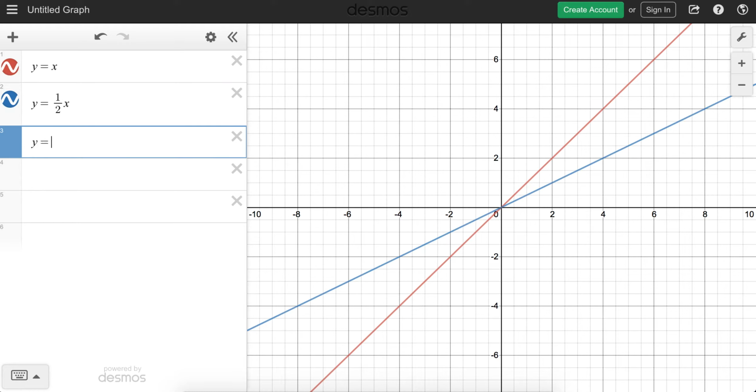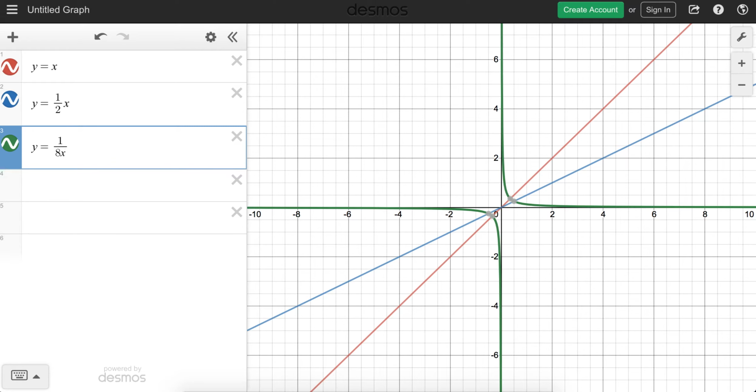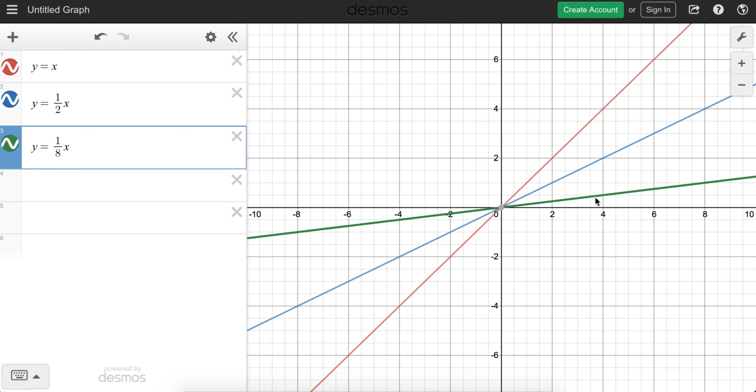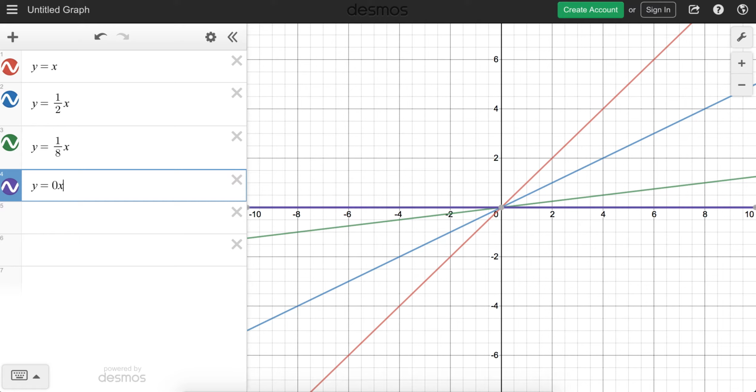And as we get closer to 0, interesting, we're going to get flatter and flatter lines until we hit 0, and when y equals 0x, well, 0x is just 0, that's the same as y equals 0, and that's the x-axis.